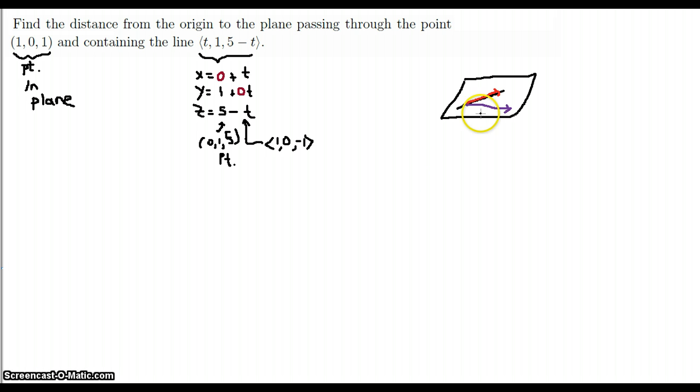Okay, so I have the point (1, 0, 1) and the point (0, 1, 5) on the line. Call these P and Q. I'm going to get the vector from P to Q. That would be my purple vector. I subtract P's coordinates from Q's coordinates. So (1, negative 1, negative 4) would be the purple vector.